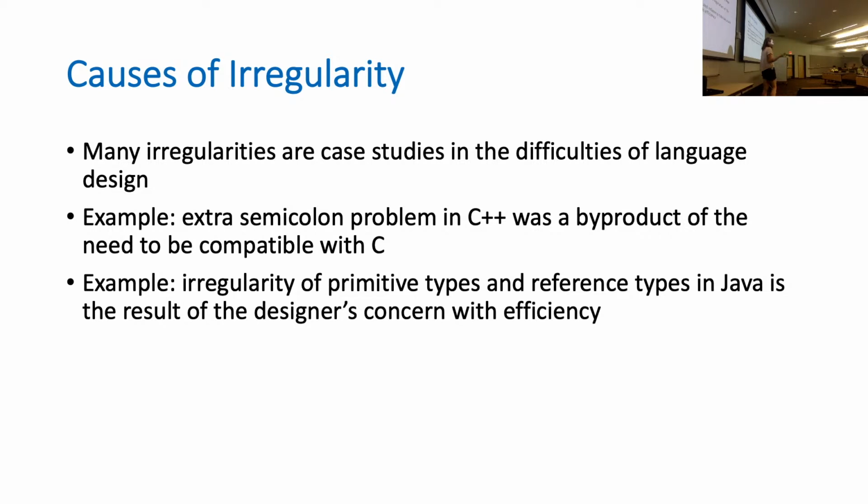So just overarching regularity or irregularity. Many irregularities are case studies in the difficulties of language design. So for example, that extra semicolon problem I mentioned earlier, it's a byproduct of the need to be compatible with C, right? Which is kind of the whole bit of C++, right? It's going to be C, but with object-oriented support and some more modern features, right? And yet, to sell the language, they still wanted to include that C support. So instead of just cutting whole cloth and starting anew, they built on top of something else, and that came with some baggage. Hence, your irregularity, right? And I already talked about that, right?